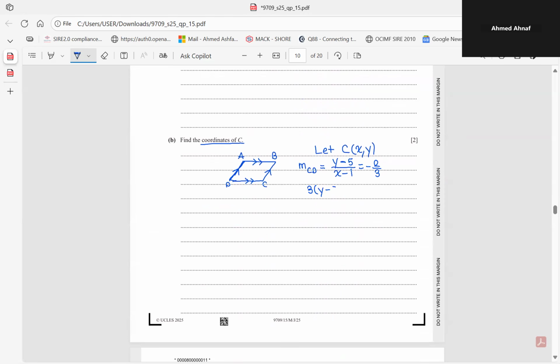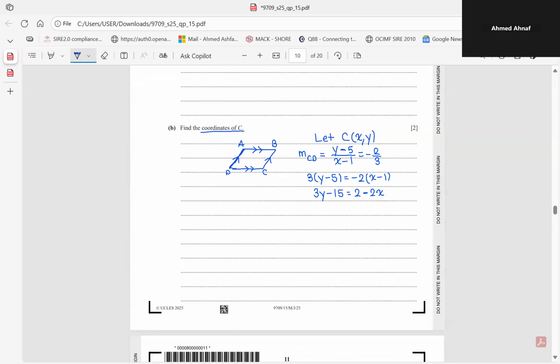Now let's cross multiply. 3 times (y minus 5) is equal to minus 2 times (x minus 1). So this would be 3y minus 15 equals 2 times minus 1, that's 2, minus 2 times x, that's minus 2x. Now let's move all the x and y terms to one side, so this is 2x plus 3y, and all the constant terms to the other side. So 2 plus 15, that's 17. So this is our first equation.